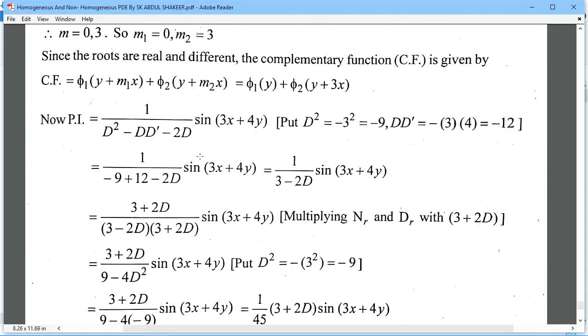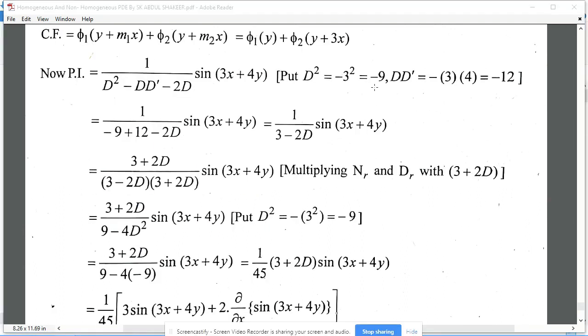Now coming to the particular integral, here we have to replace D square with minus a square, that means minus 3 square, and D dash square with minus b square. The b value is here 4. So we compare sine of 3x plus 4y with sine of ax plus by. So a is 3 and b is 4. D square is minus a square, D dash square is minus 16, and D D dash value is minus ab, that means minus 3 into 4 equal to minus 12.